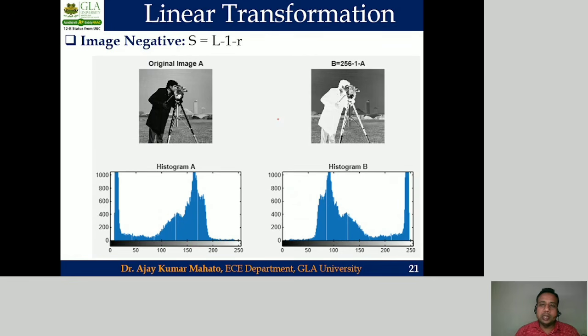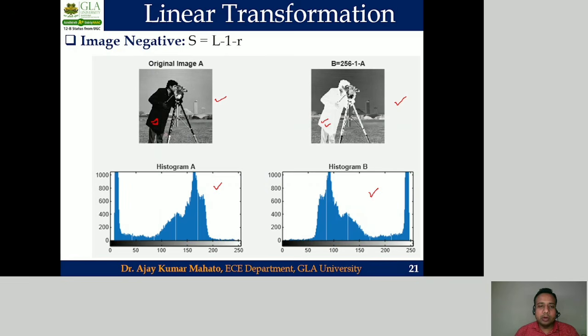In order to understand the image negative, this is a small project work I made in MATLAB. This is my original input A and this is its histogram. On this input image A, I have performed the image negative operation, and as a result I obtained this output image B, and this is its corresponding histogram. In original image A, this object is black, and after the image negative operation, this black color becomes white in my output image B.